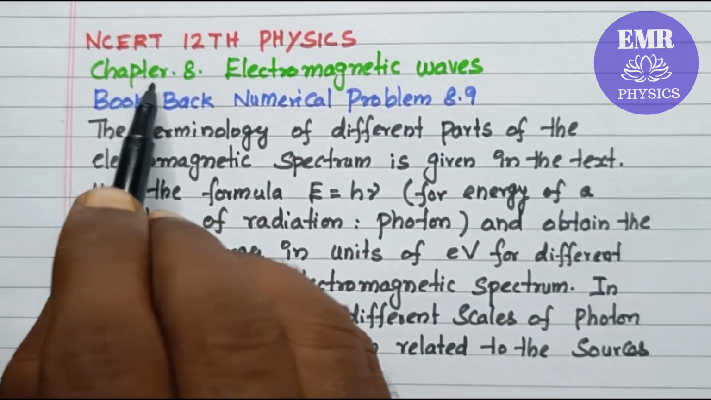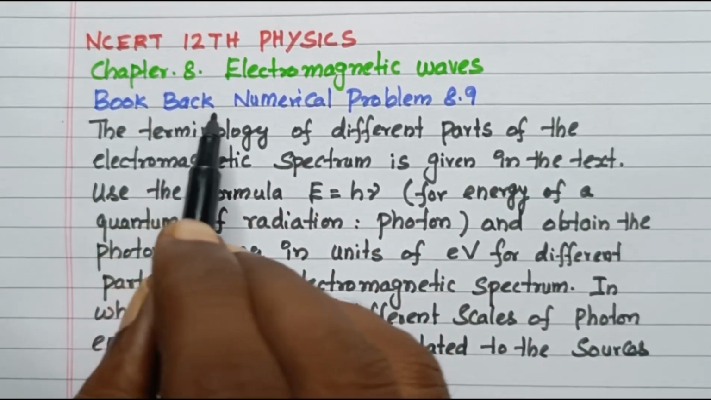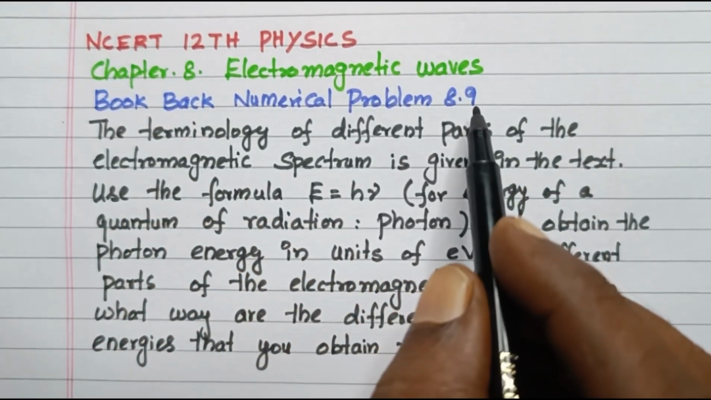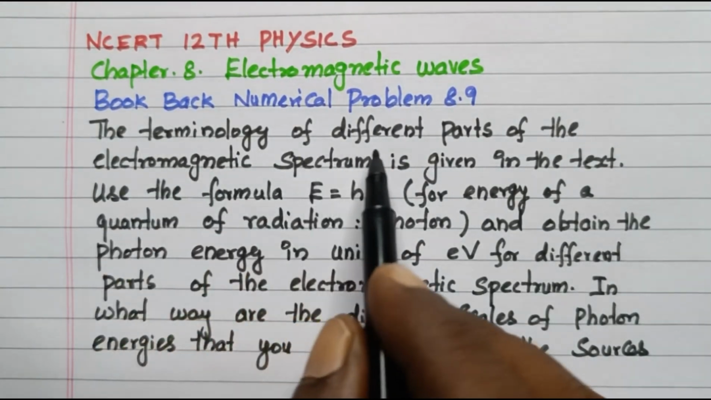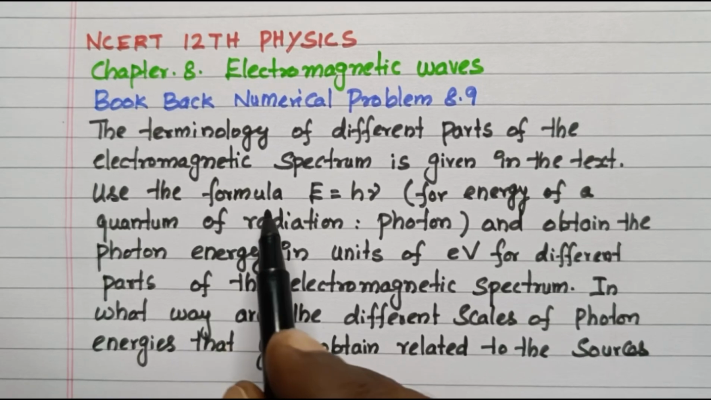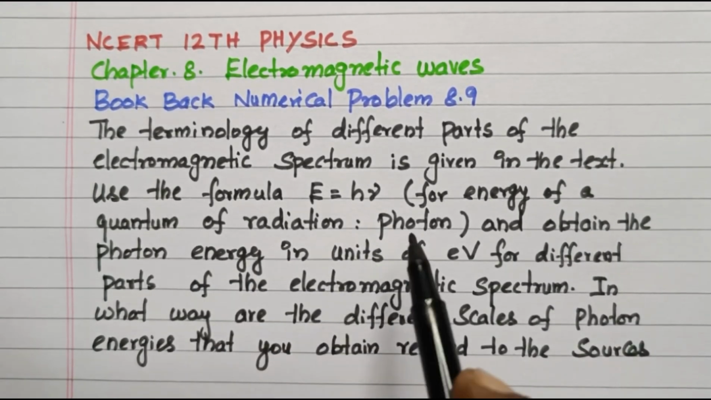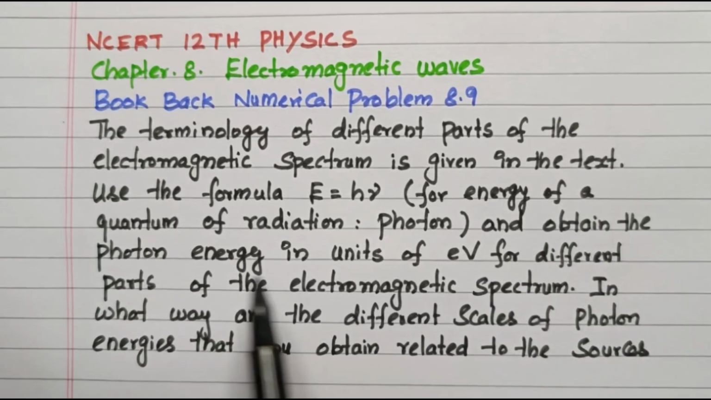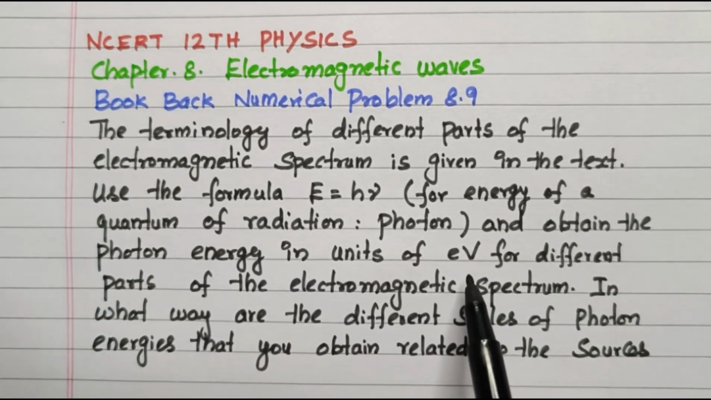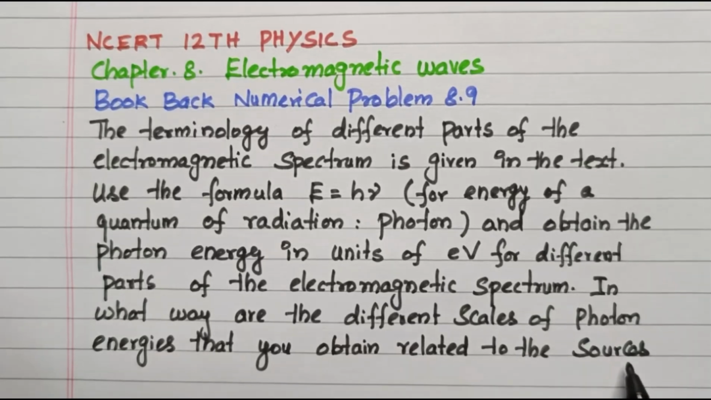We are solving the numerical problems given in Chapter 8, Electromagnetic Waves. In this video, we are going to see how to answer question number 8.9. The question is, the terminology of different parts of the electromagnetic spectrum is given in the text. Use the formula E is equal to h nu for energy of a quantum of radiation photon and obtain the photon energy in units of electron volt for different parts of the electromagnetic spectrum. In what way are the different scales of photon energies that you obtain related to the sources?